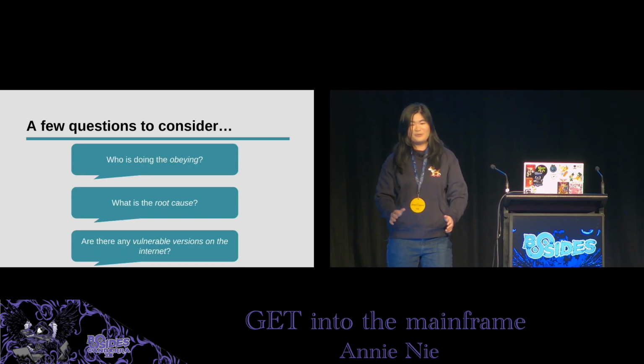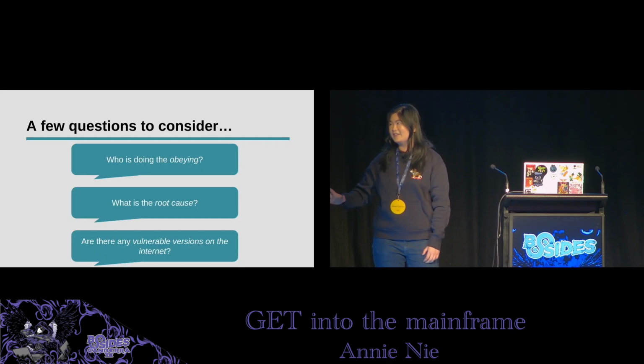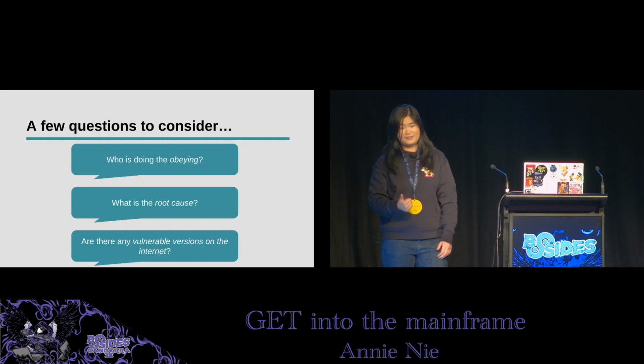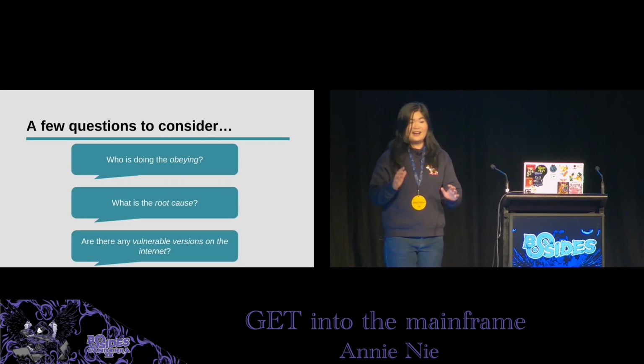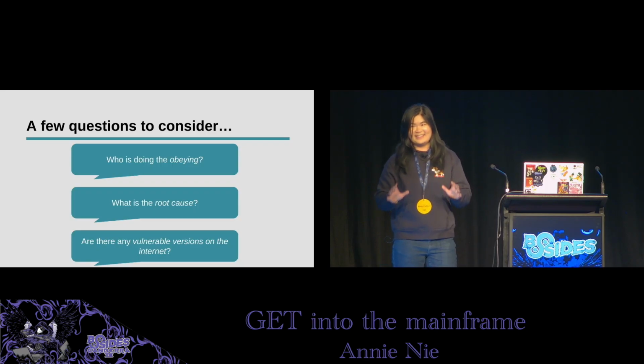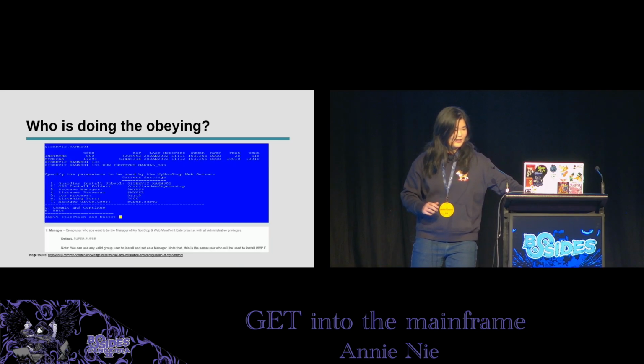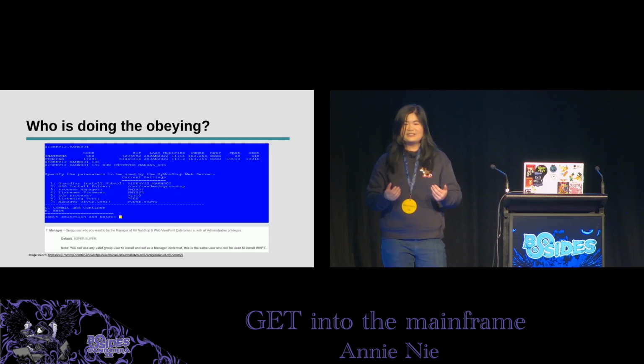Now, at this point, there are probably a few questions that you're wondering. Who is doing the obeying? What is the actual root cause? And are there any vulnerable versions on the internet? Firstly, who is doing the obeying, since we've just done code execution unauthenticated?